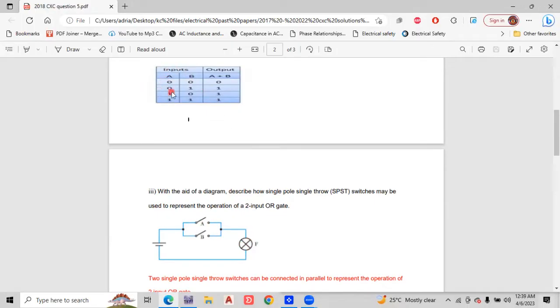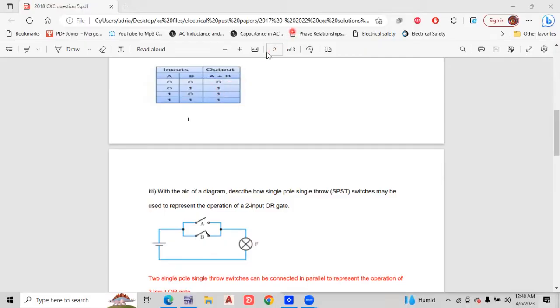Let's go to the second row. At A, in the second row, we have a low signal, which is 0, which means that A will be open. And at B, we have a 1 signal, which means that the switch at B here will be closed. Now, the fact that the switch here is closed, we have a path for current to flow through the circuit. So the lamp will now turn on, so you'll now get an output, which is what we have here.